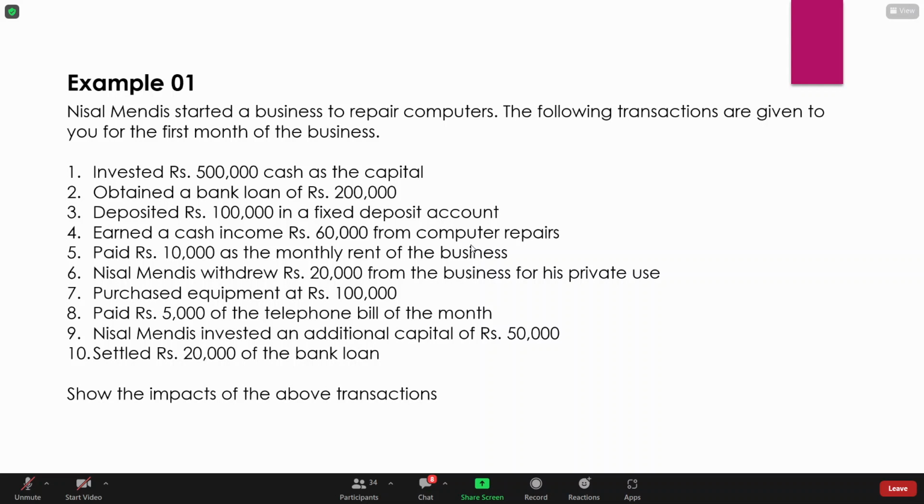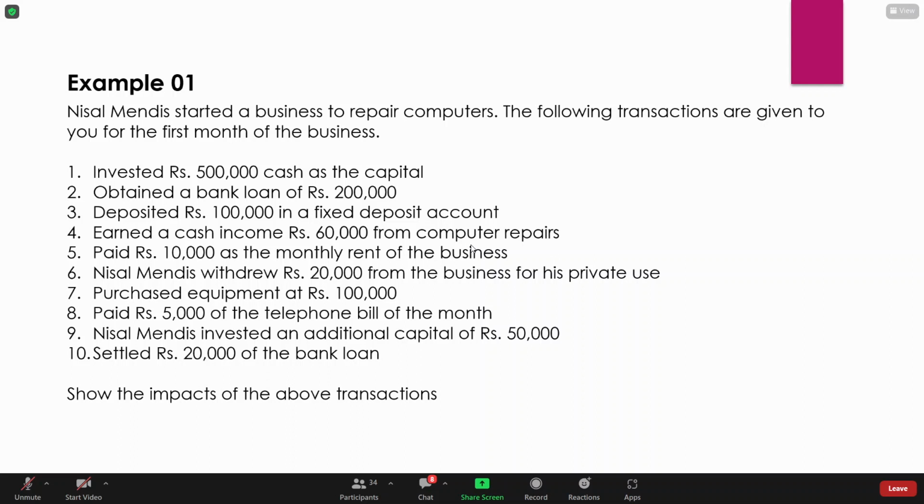Yes, if fixed deposit is more than 1 year, non-current asset increased by 100,000. Current asset, cash, decreased by 100,000. Fixed deposit, non-current asset increased by 100,000. Great. Fourth one, earned a cash income 60,000 from computer repairs.